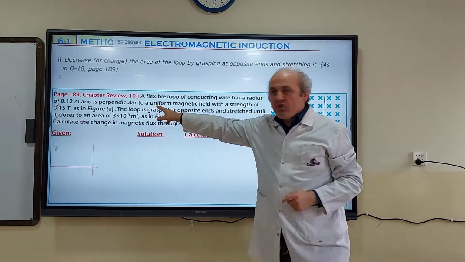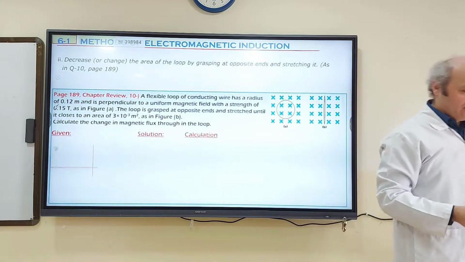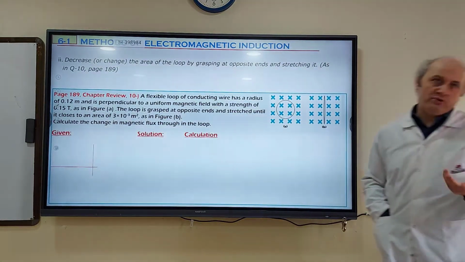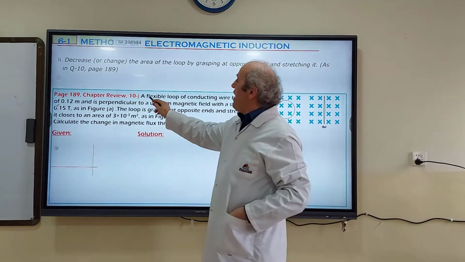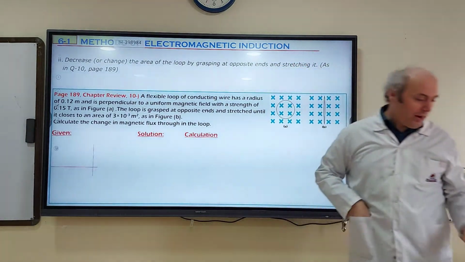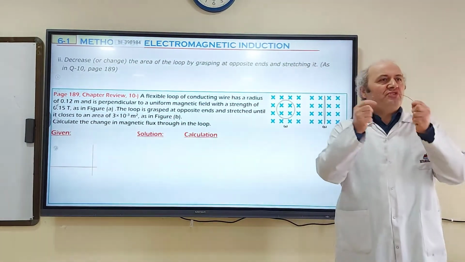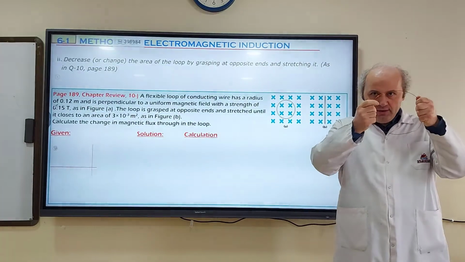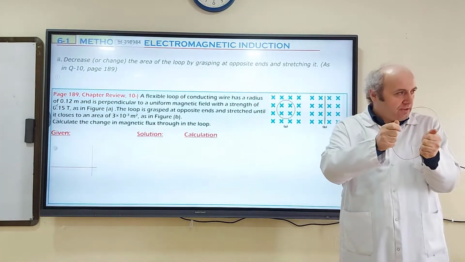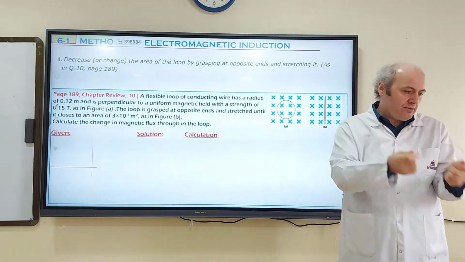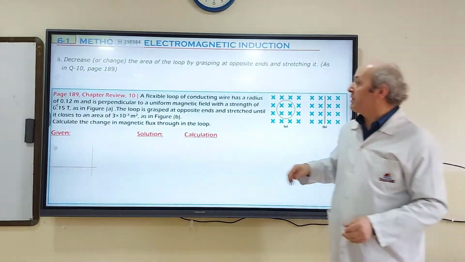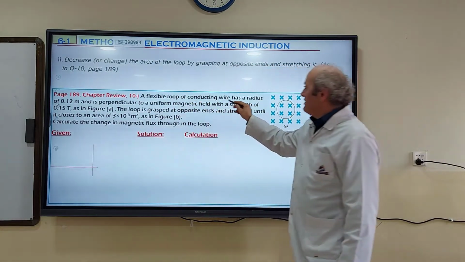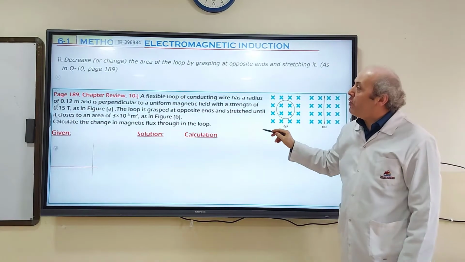This is a chapter 2 question about this. I'm going to explain this question now. A flexible loop of conducting wire. Flexible means you can make a change in shape, as I did here. So you can stretch it, you can make it a circle, it's up to you, so you can change its shape. A flexible loop of conducting wire has a radius of 0.12 meters.